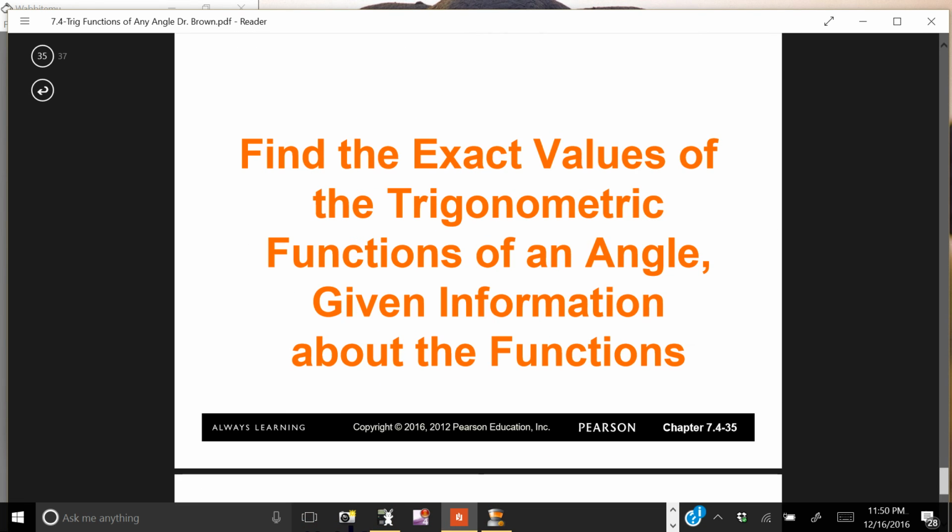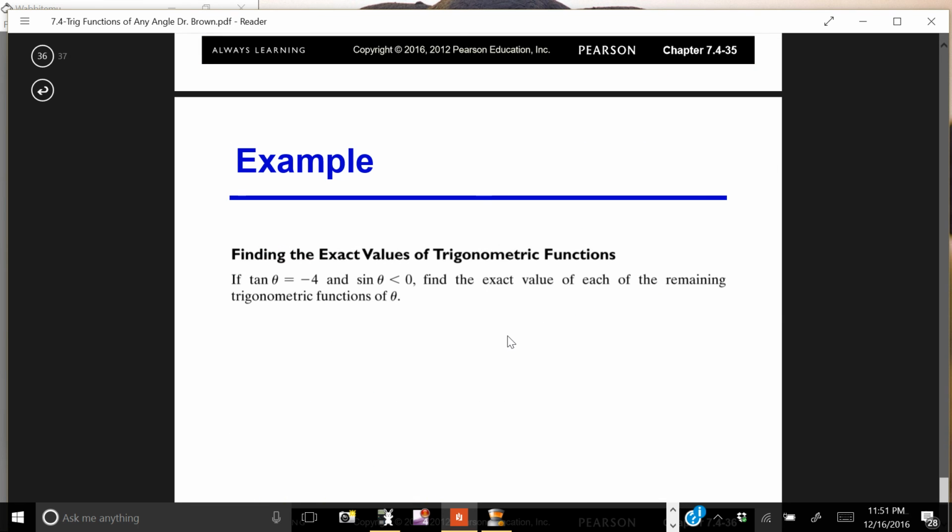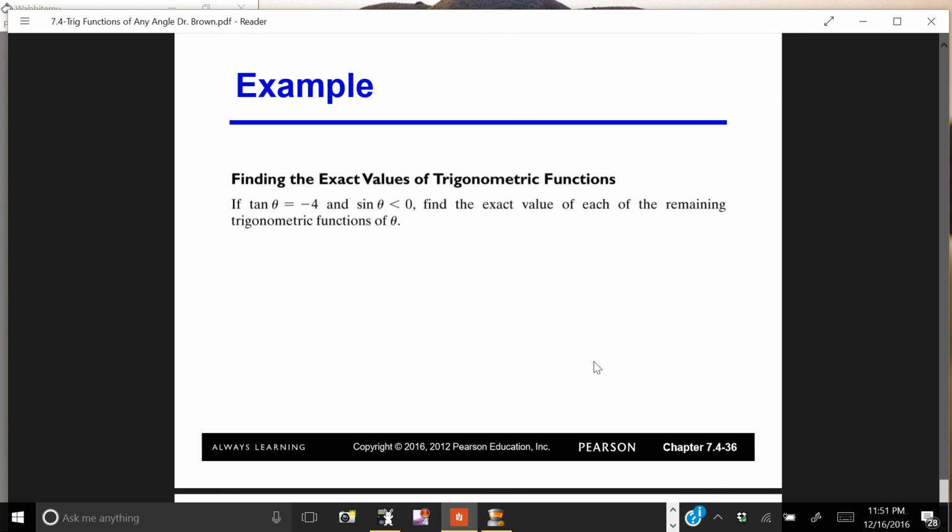Now, let's look at some problems where we find the exact values of the trig functions of an angle given the information about the functions. Suppose we're told that the tangent of theta is minus 4 and the sine of theta is less than 0. Find the exact value of each of the remaining trig functions of theta.